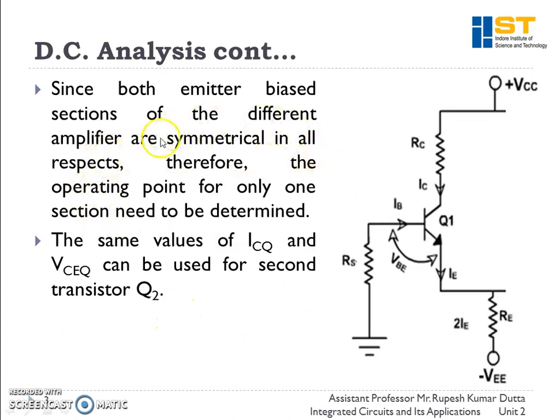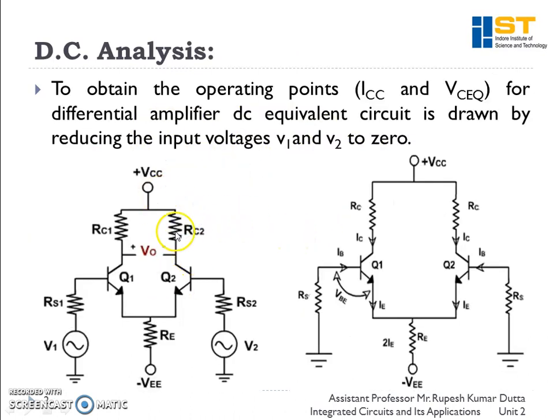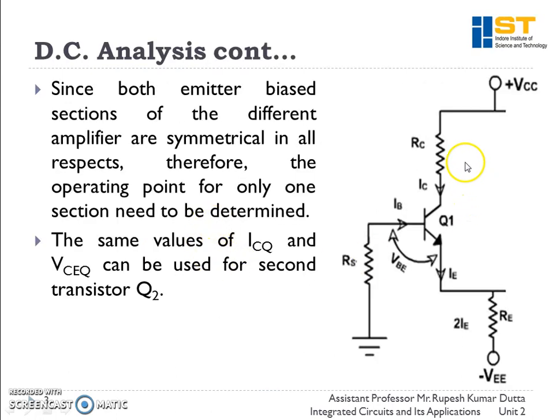So to get the DC analysis of the circuit, as we can see here that these two circuits are basically symmetrical circuits. So we can find the DC analysis for one circuit and the DC analysis for the second circuit can be easily drawn from that. So this is the half circuit of that differential amplifier in which ICQ and VCEQ can be used for the second transistor Q2 also.